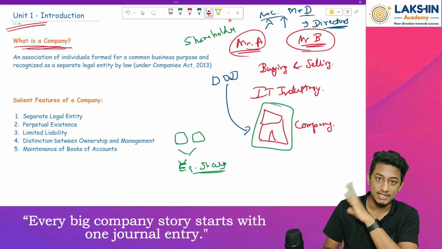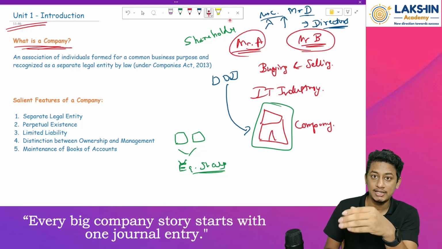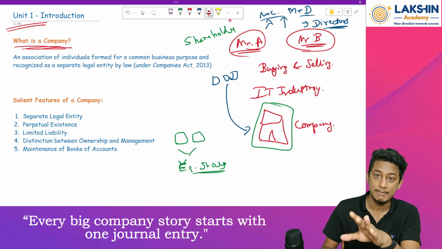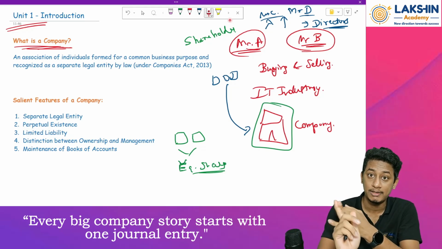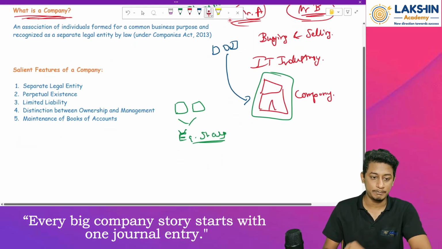Then what are some salient features of a company? Before starting this chapter, I recommend you have a look at the company's account in the law and then come over here, because all the things will be cleared out so easily for you. In this chapter we will only majorly deal with the shares and the debentures part. All the legal aspects will be dealt with in the Companies Act. Clear?